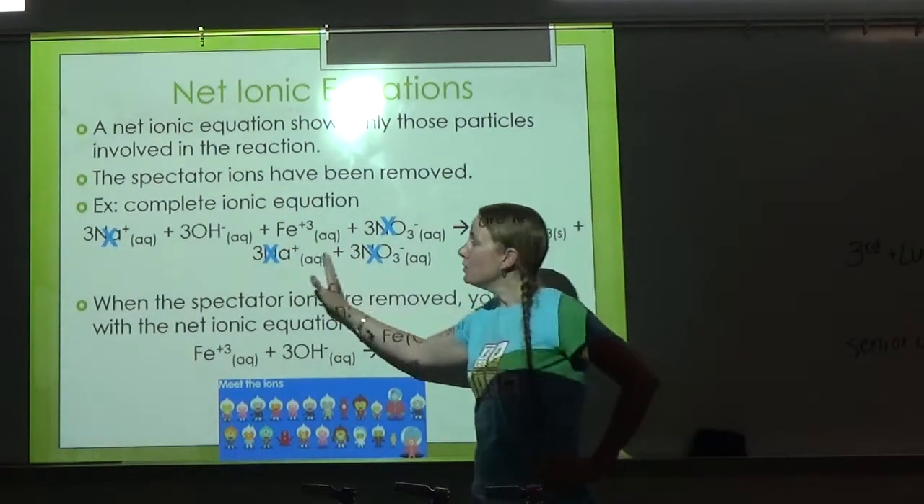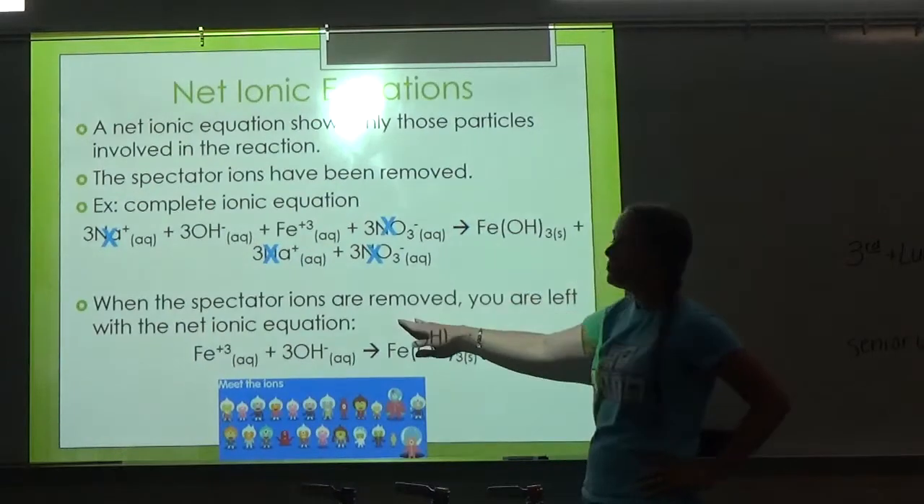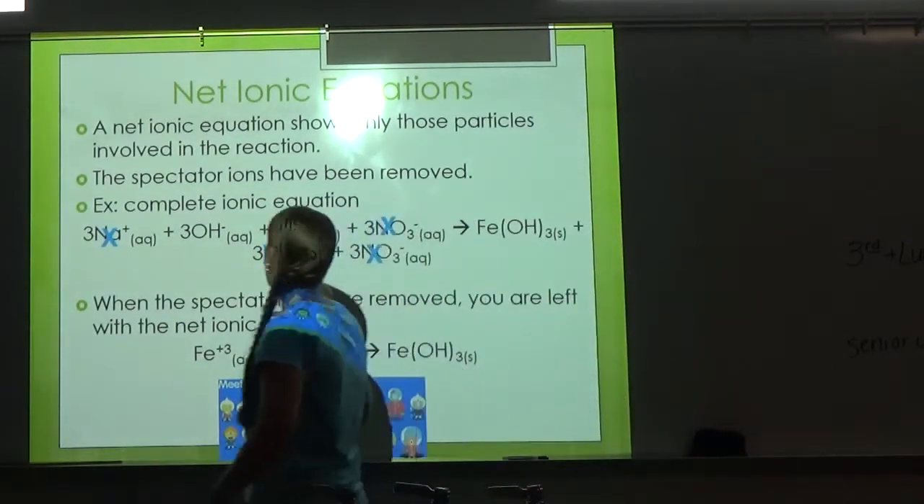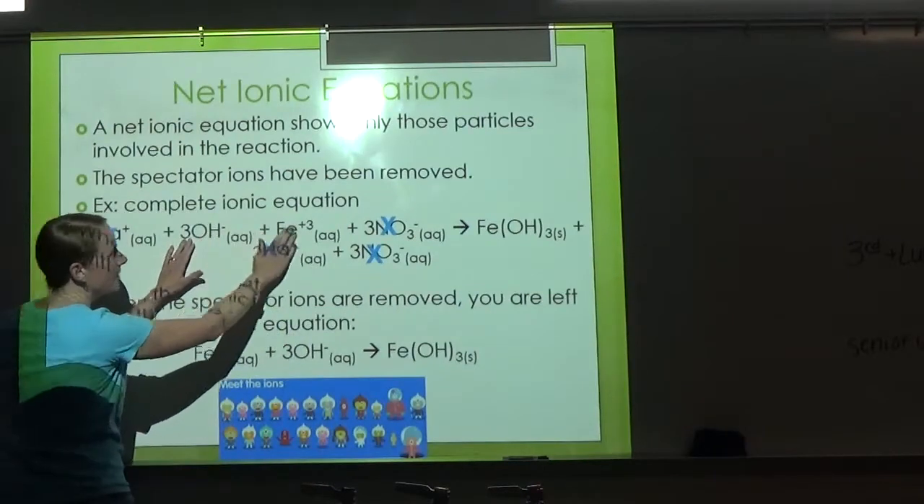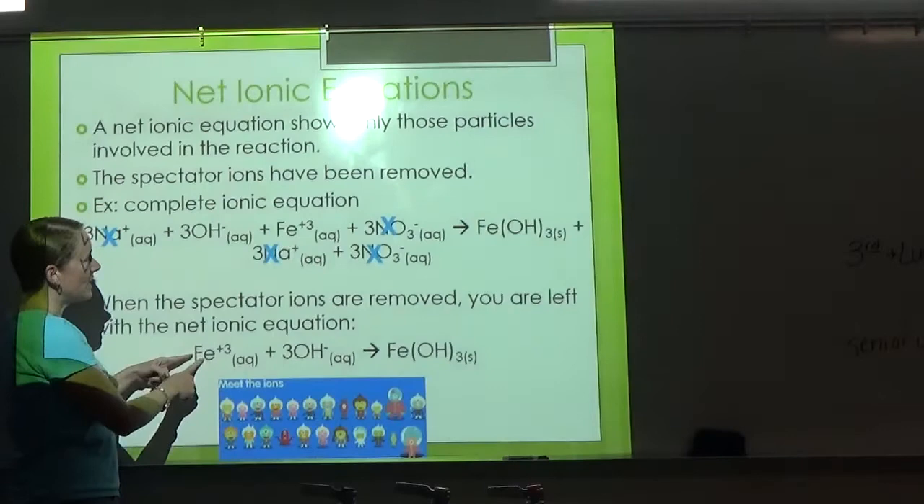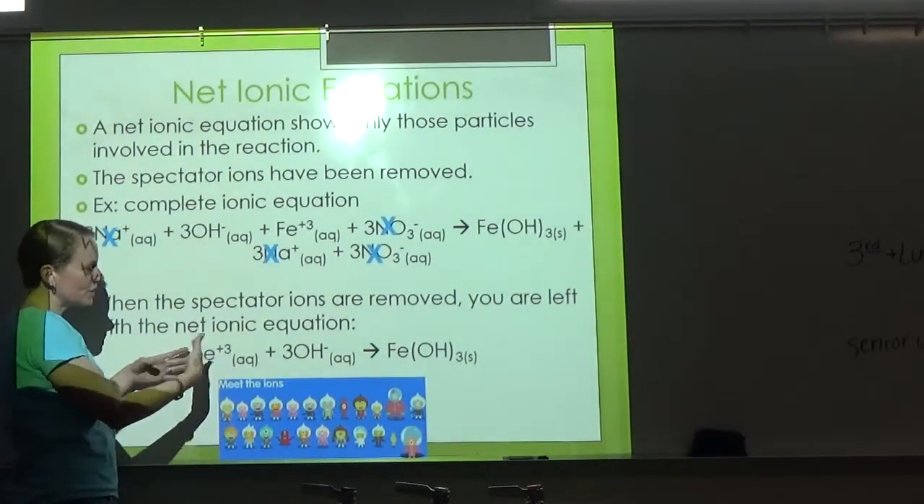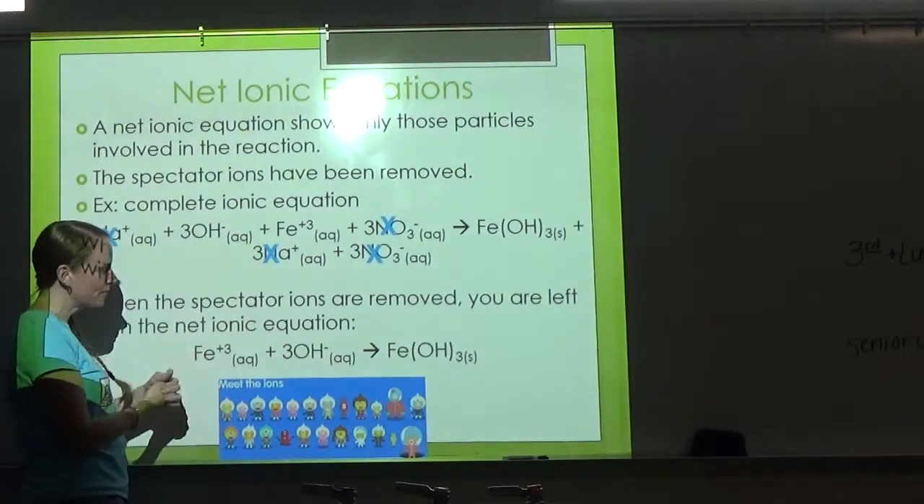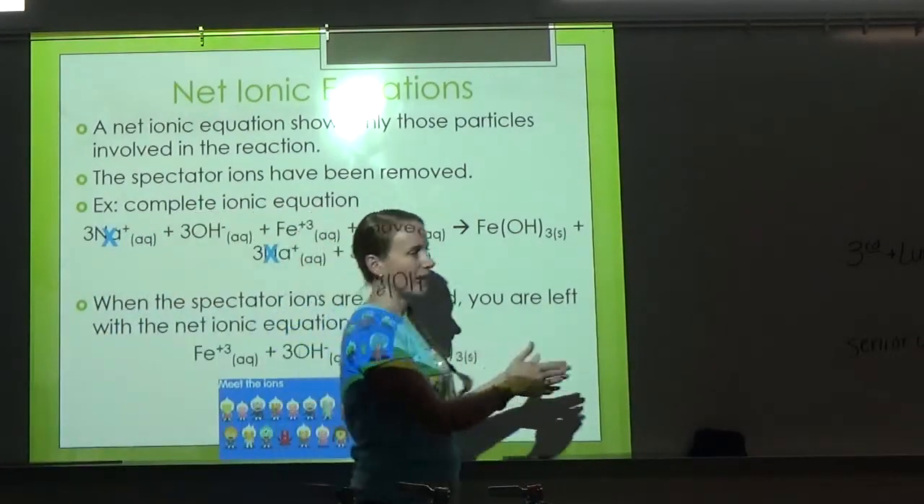If we remove the spectator ions, what we're left with is the net ionic equation. Once I remove all of those, I'm only left with hydroxide and iron forming iron(III) hydroxide. I just happen to move the iron first because I like to put the positive first. However, you can put it in either order. This would be our net ionic equation.